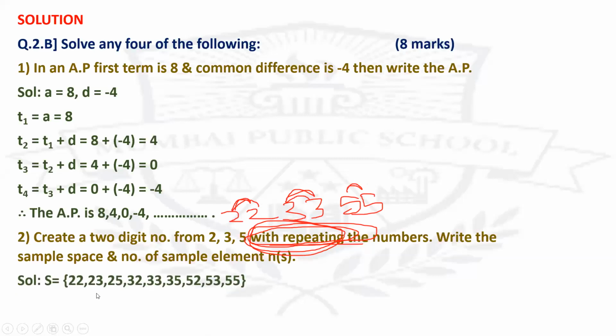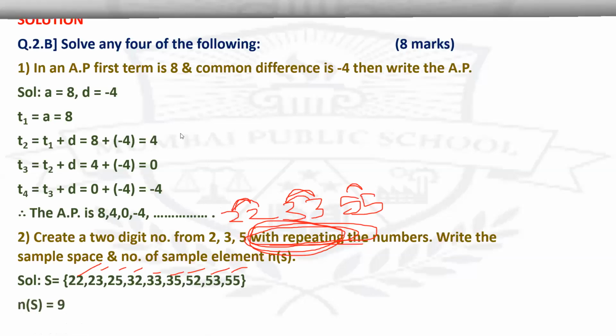Understand? So check what are the numbers they are formed: 22, 23, 25, 32, 33, 35. Then you have got 52, 53, and 55. So count 1, 2, 3, 4, 5, 6, 7, 8, 9. So what is n of s? n of s is 9. Okay.